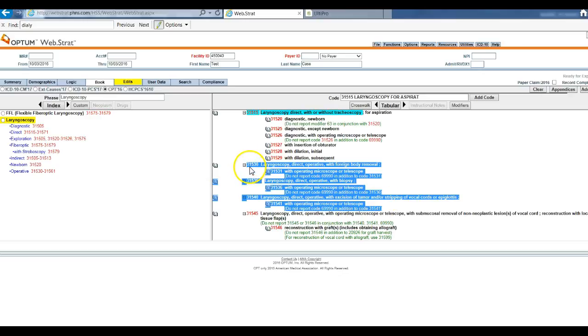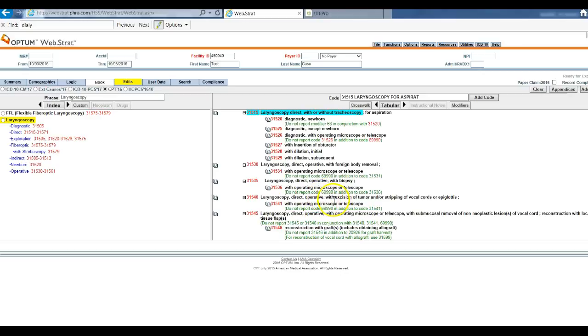So I have 31530 through 31541. So out of those codes, it's up to you to make a decision on which one actually matches what happened with the patient today.